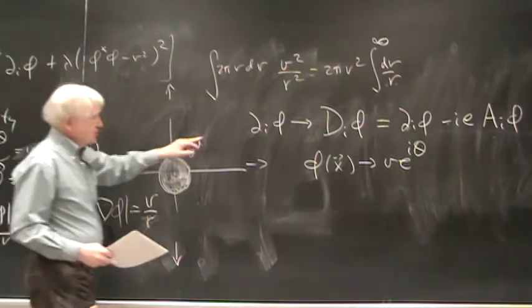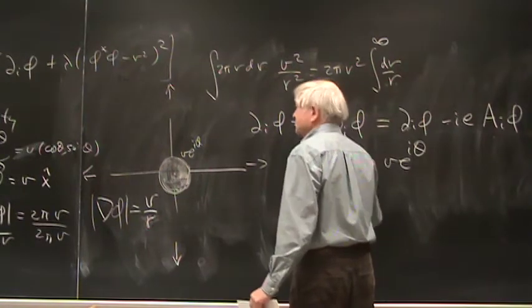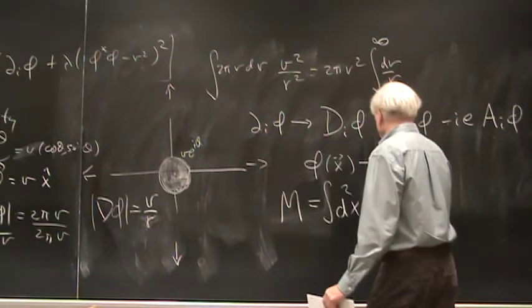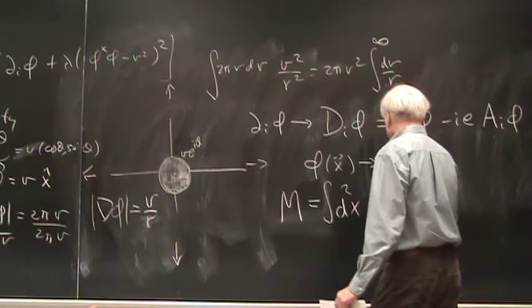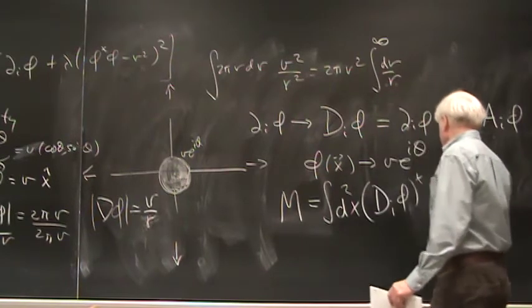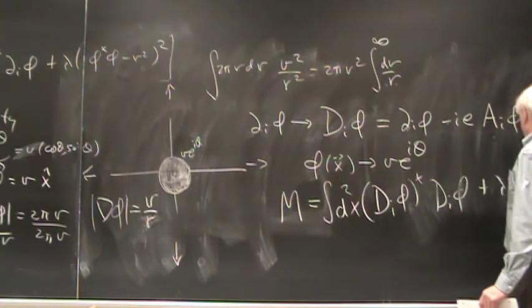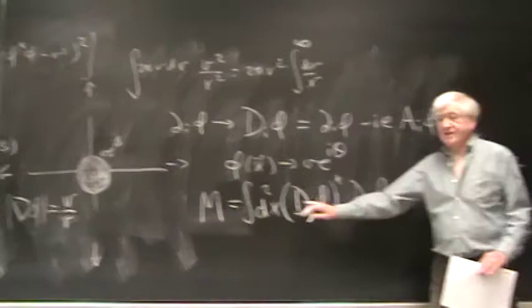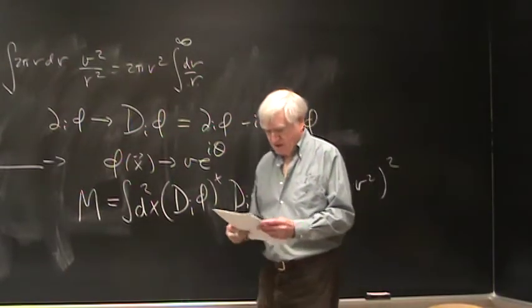Then you choose A so that in the new theory, the gauge theory, you have the integral d²x of (D_i φ)* (D_i φ) plus λ (φ² − v²)², let me just say. So now you've got a spatial infinity. This is zero. You also want this to be zero at spatial infinity. And then you have something finite. Okay.